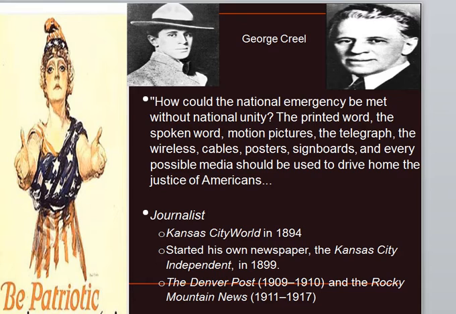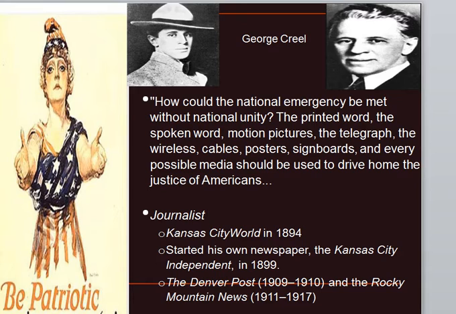"How could the national emergency be met without national unity? The printed word, the spoken word, motion pictures, the telegraph, the wireless, cables, posters, signboards, and every possible media should be used to drive home the justice of Americans."